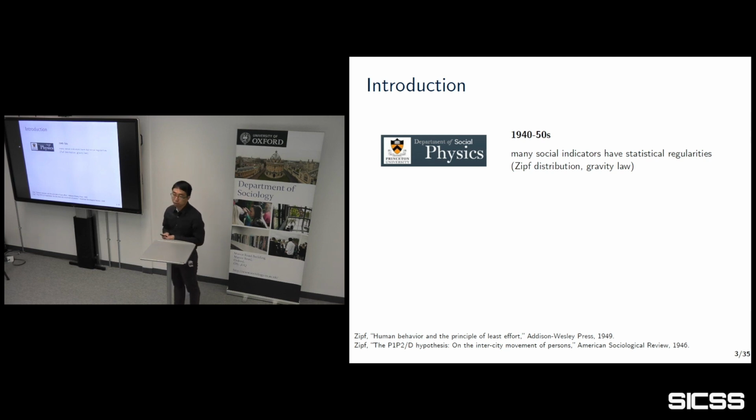And the same distribution has been discovered for other indicators, such as the populations of cities in countries, or income distribution. Gravity law is another example, which was also proposed by Zipf, who studied the intercity movement in the United States. He discovered that the number of people who move between two different communities in the United States is proportional to the population of the two communities, but inversely proportional to the transportation distance between them. So like P1 P2 divided by D, hence the name gravity law.